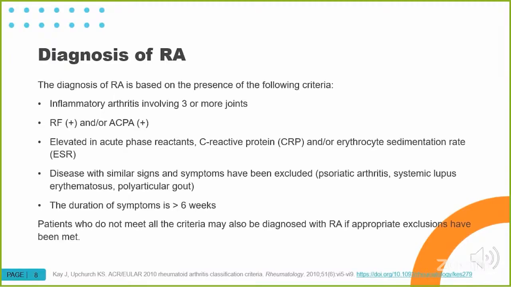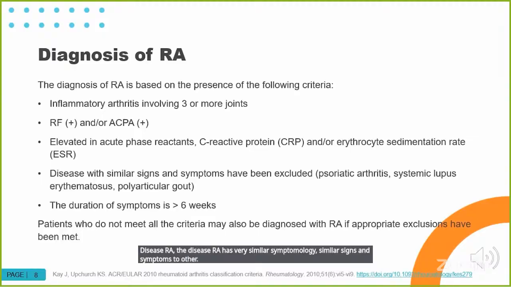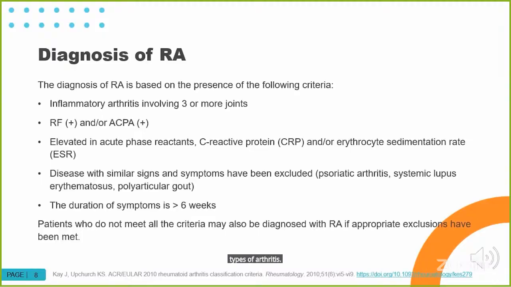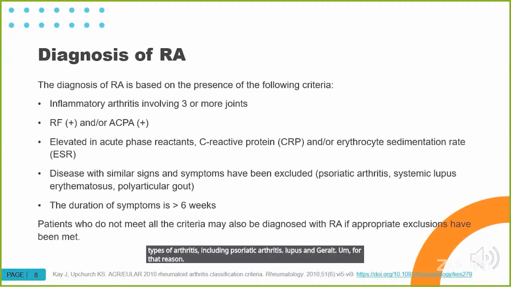RA has very similar signs and symptoms to other types of arthritis, including psoriatic arthritis, lupus, and gout. For that reason, it's important to not just look at the patient's symptoms, but also look at the other markers that are needed to identify rheumatoid arthritis, primarily the autoantibodies that are associated with RA.